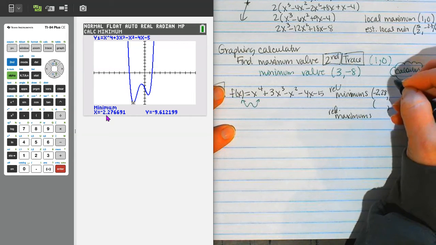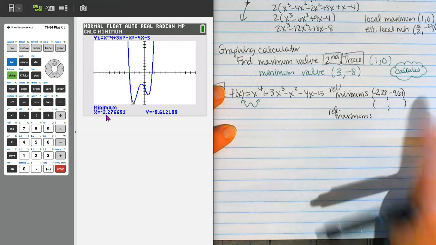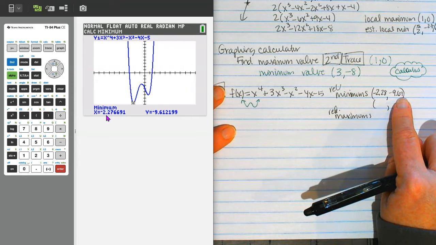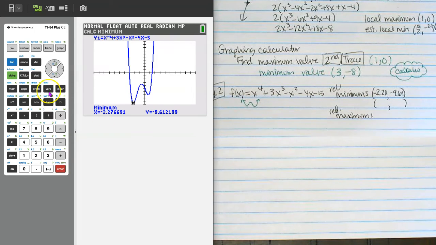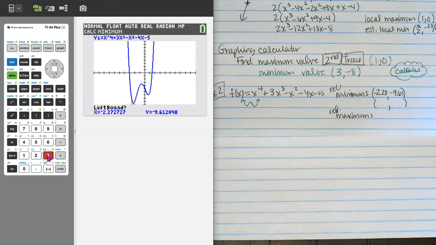And the y value, -9.61. So -9.61 is the lowest this function goes. I can find another minimum, so second, calculate minimum.